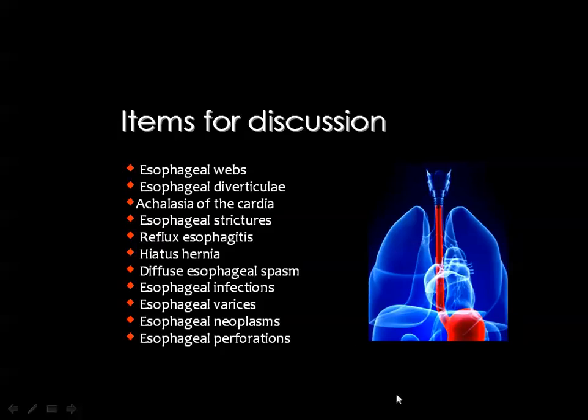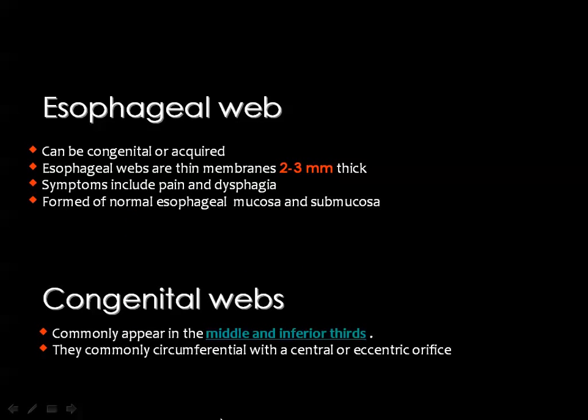Then in the esophagus, we would like to give some information about esophageal webs, esophageal diverticuli, achalasia of the cardia, esophageal strictures, and the reflux esophagitis, the types of hiatus hernia, what's known as diffuse esophageal spasm or corkscrew esophagus, esophageal infection, and the varices. And finally, we have some words about the esophageal neoplasm as well as esophageal perforations.